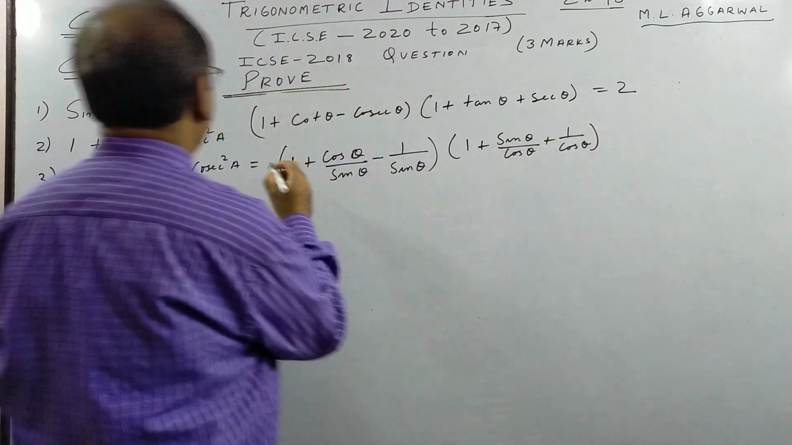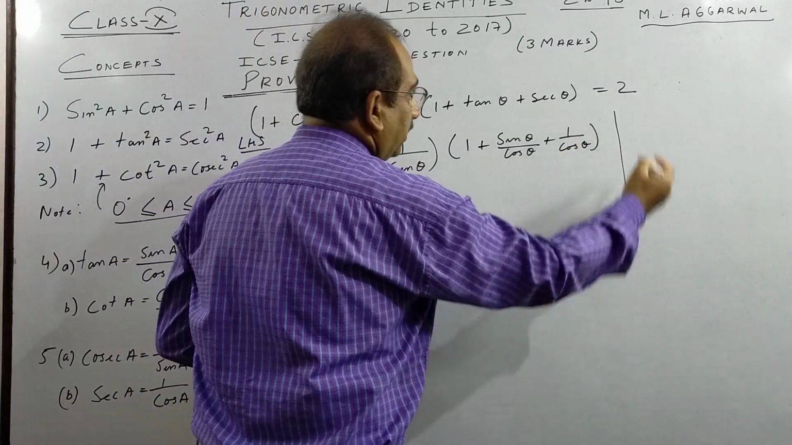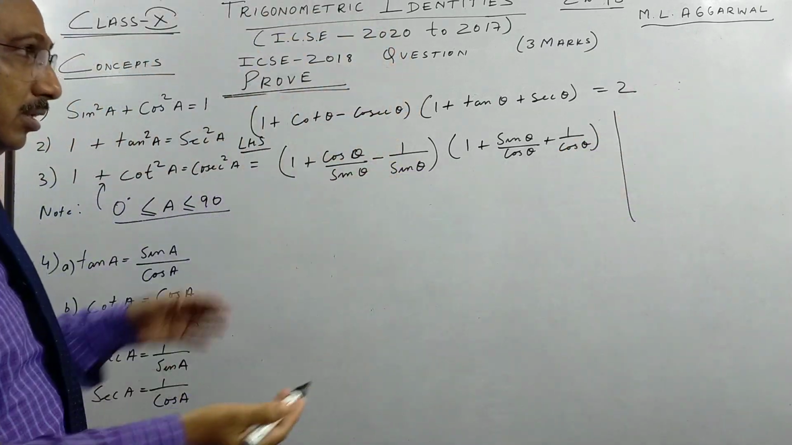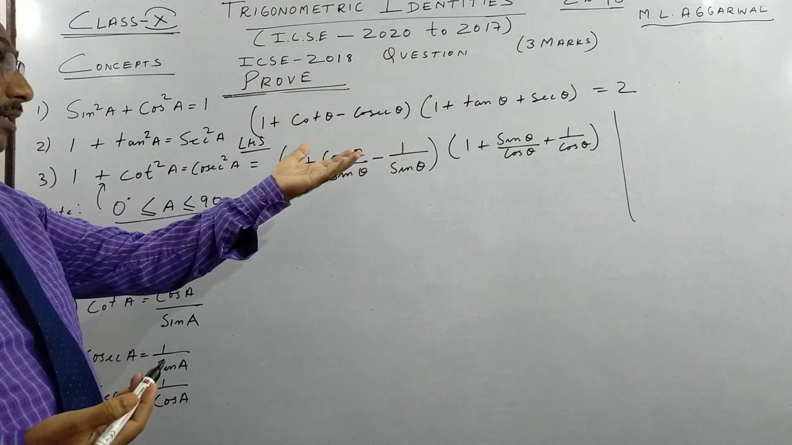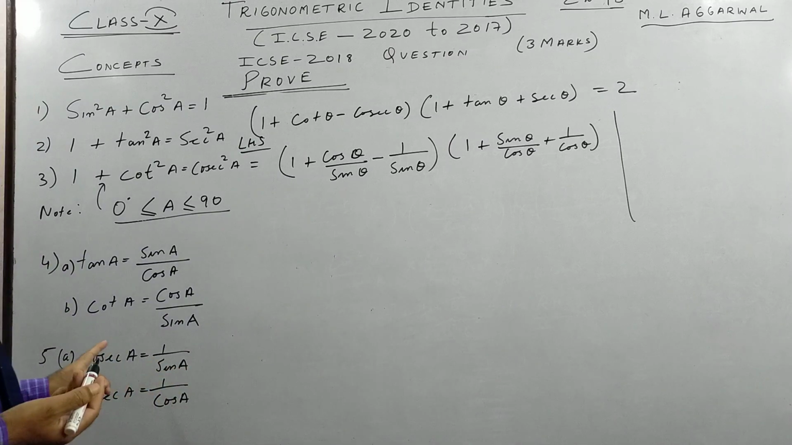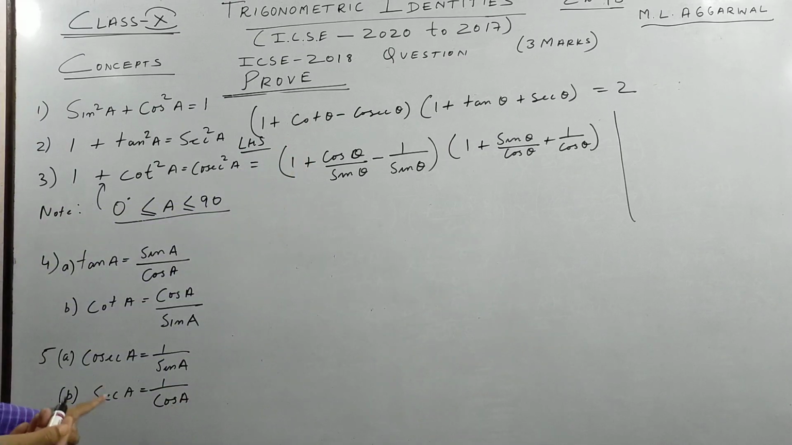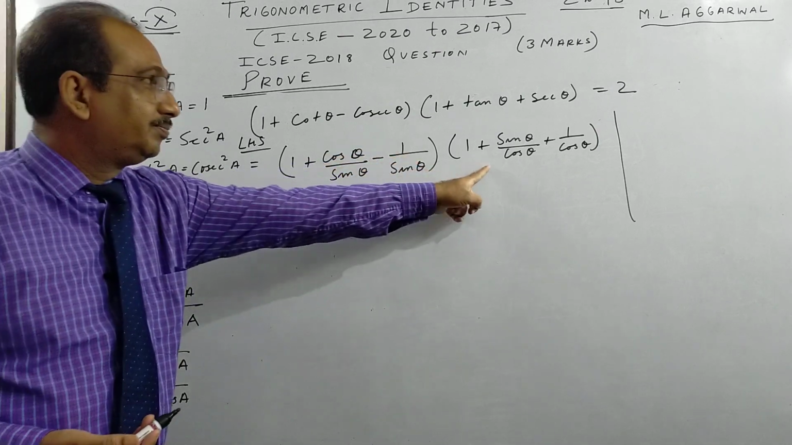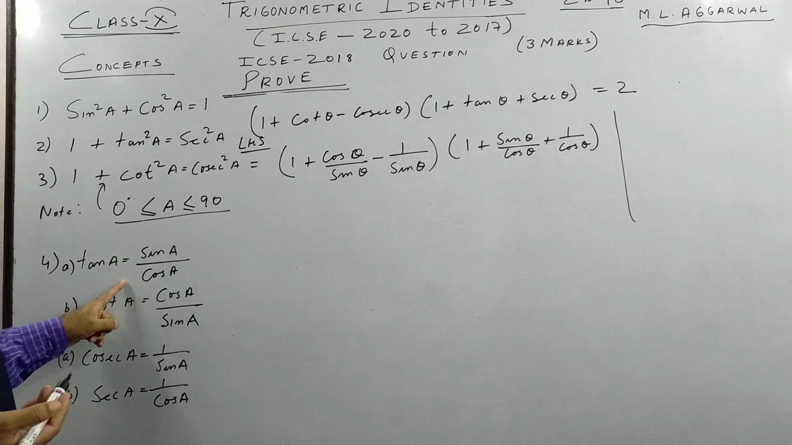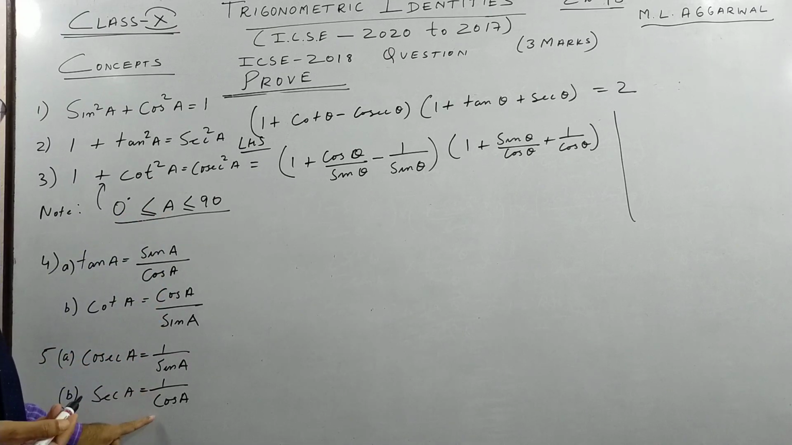So I start with the left hand side. Don't write equal to 2 because we have to prove it. So please don't write it on the right side. I'll show that left side is equal to 2. So see what I have used. Cot is cos by sine. Cosec is 1 by sine. Tan is sine by cos, and sec is 1 by cos.